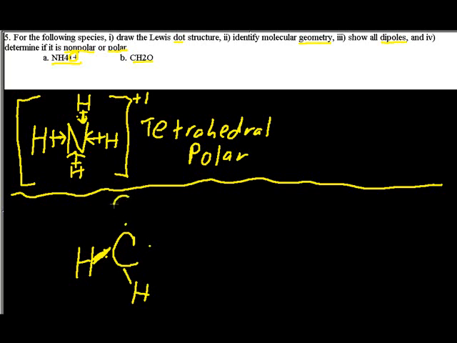That's not enough. I need 8. And so oxygen is going to double bond with the carbon, allowing for 2, 4, and this one goes away, 2, 4, 6, 8, and I've got 2, 4, 6, 8 around the oxygen.